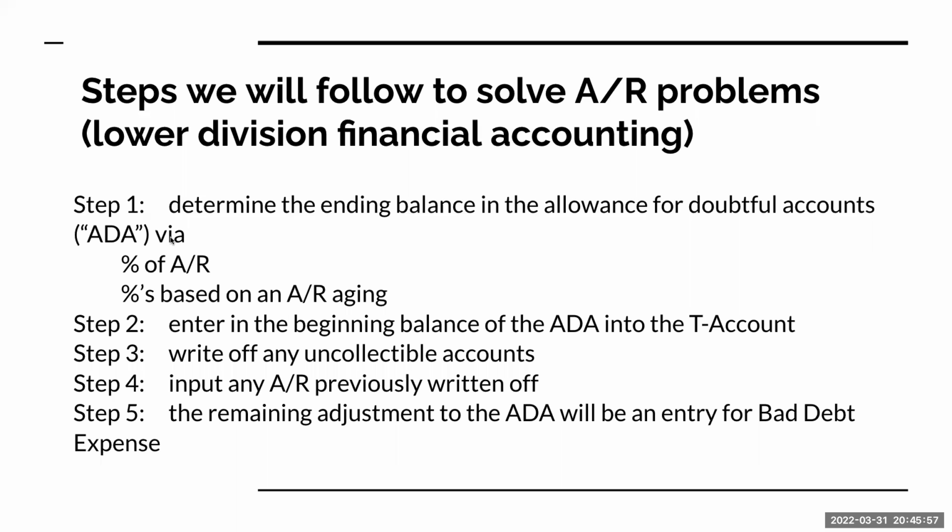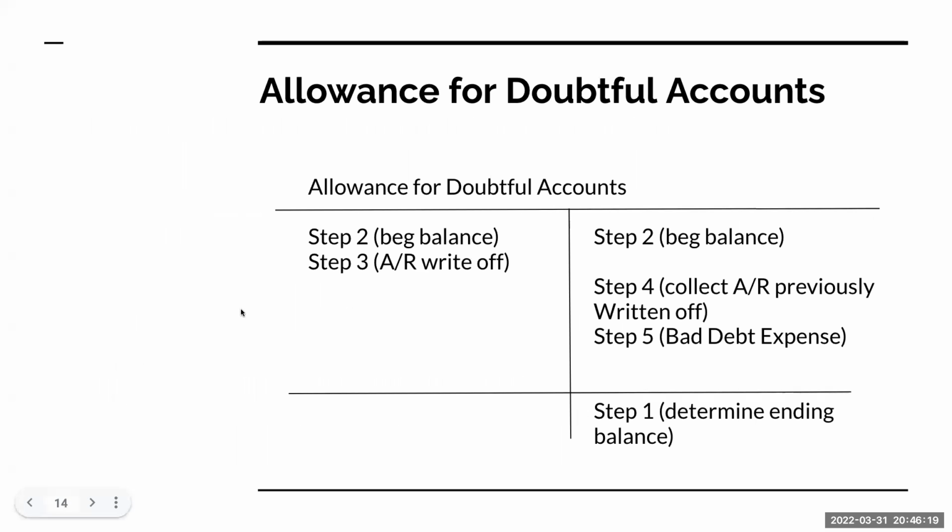So the first thing we're going to do is determine that ending balance in the allowance for doubtful accounts. The second step is to enter the beginning balance of the ADA into the T account for the allowance. We're going to write off any uncollectible accounts. We're going to input any AR that was previously written off. And then the remaining adjustment is going to be to bad debt expense. So you remember from the prior video, allowance for doubtful accounts is a contra asset account, so it's going to have a credit balance.